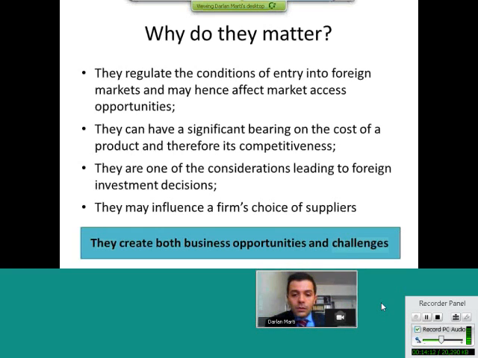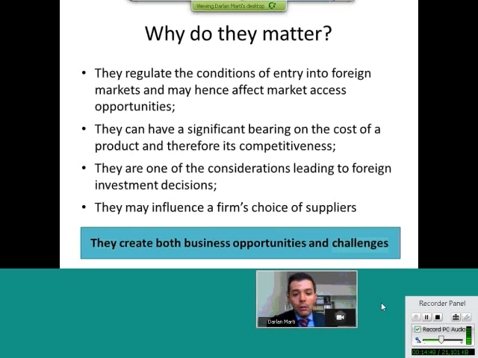Finally, and this is related to the last point, rules of origin may also influence firms' decisions when it comes to the choice of suppliers. So in order to comply with the rule, you might need to consider changing your suppliers. Or in order to benefit from market access that is made available through rules of origin, you might consider changing your suppliers to do so.